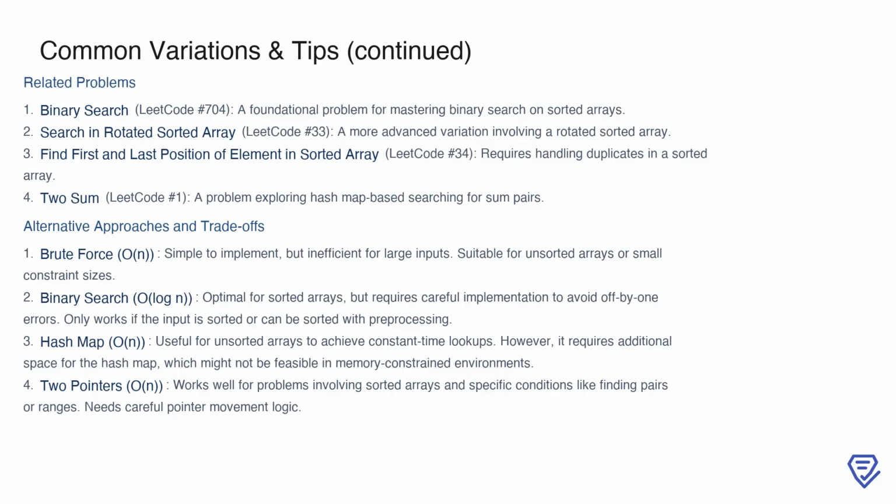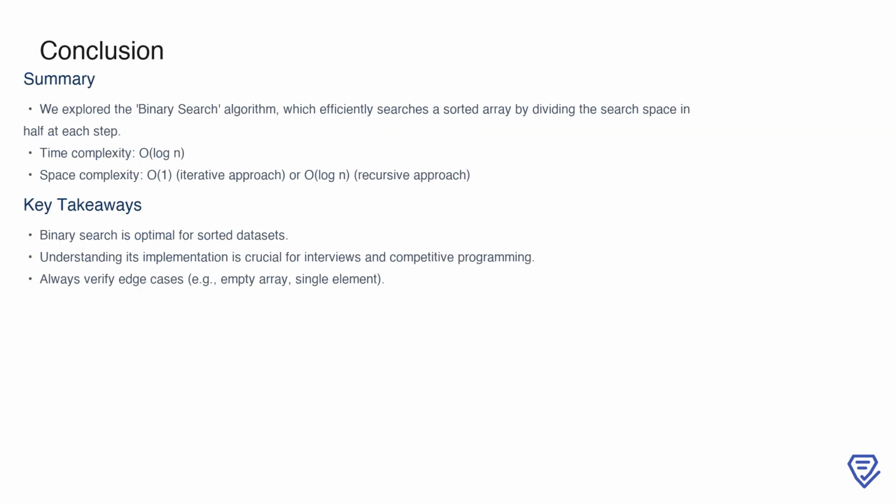When considering alternative approaches, brute force is the simplest and works in O(n) time, but it's inefficient for large inputs. Binary search, with its O(log n) efficiency, is ideal for sorted arrays but demands precision in implementation. Hash maps offer O(n) time complexity for building and O(1) for lookups and are particularly effective for unsorted data, though they require extra space. Finally, two-pointer techniques are another versatile strategy, especially for problems involving sorted arrays where specific conditions like finding pairs or ranges are needed. Each method has its strengths and trade-offs, so understanding when to use each one is key to solving problems efficiently.